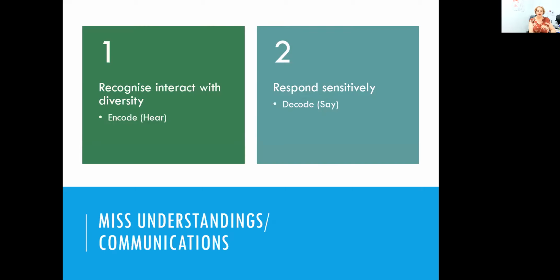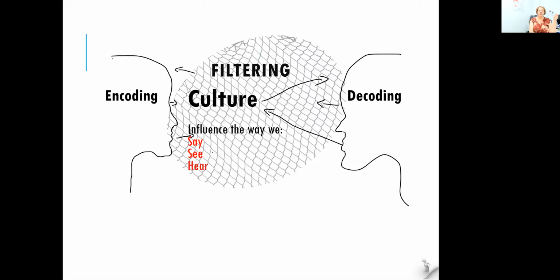Recognize and interact with diversity, like in hearing, and we are guarding against miscommunication, and responding sensitively to somebody, actually hearing them, maybe applying the method of repeating back to them when they've said something to us, just to confirm what they've said, because there's this filter we have in our cultures and how we grew up.